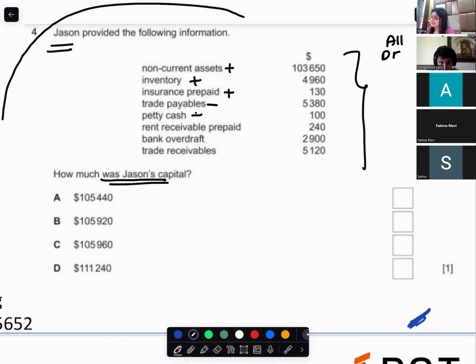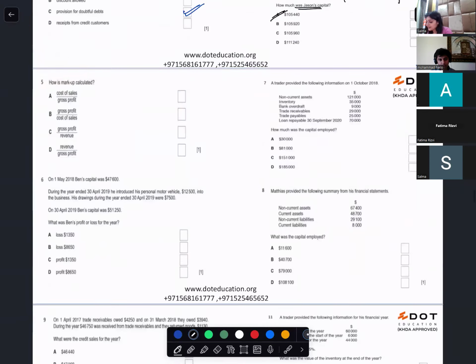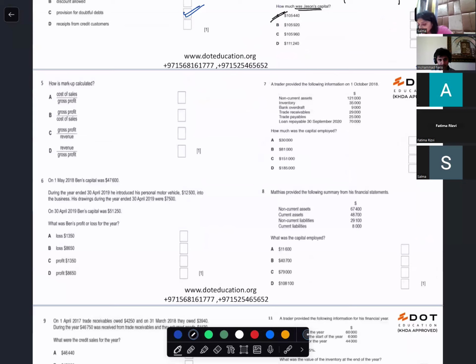Income, prepaid rent receivable, add, in a trial balance. Bank, add. Overdraft, minus. Trade receivables, add. So all debit minus all credit. Give me the capital. So the answer for Jason is 105,440. Okay. Come on, how is markup calculated? Gross profit divided by cost of sales.